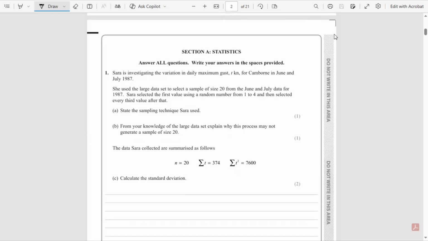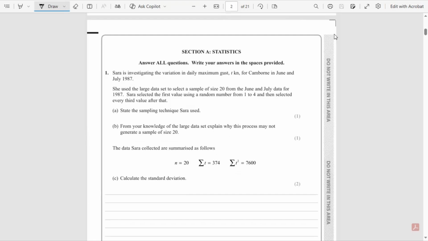Hi everyone. So in this video, we're going to work through a Year 12 statistics question from the AS sample paper. In this question, there is a bit of content on sampling techniques, and finally at the end, there is a bit of standard deviation where we have to do a standard deviation calculation.